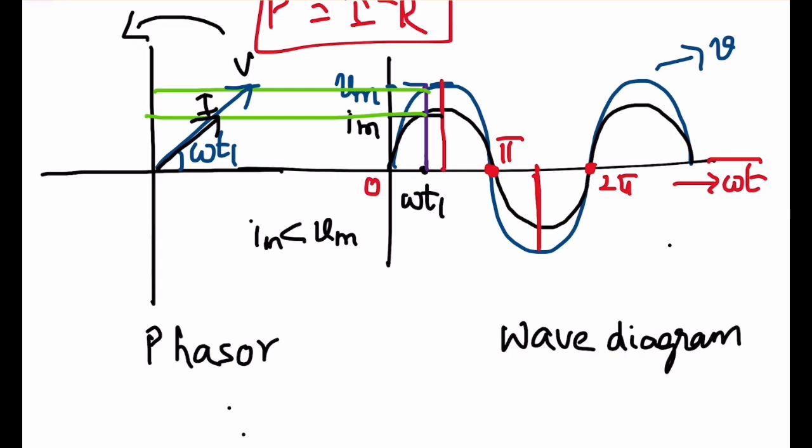Shall we revise? What are the equations we have done? Voltage equation, current equation, resistance, phase difference and power of the circuit. And figures what we have taken: first circuit diagram, next wave diagram, next we have taken phasor diagram. So at any instant of time the equations of these will become V is equal to Vm sin omega t1 at the instant of t1. Similarly, I is equal to Im sin omega t1.